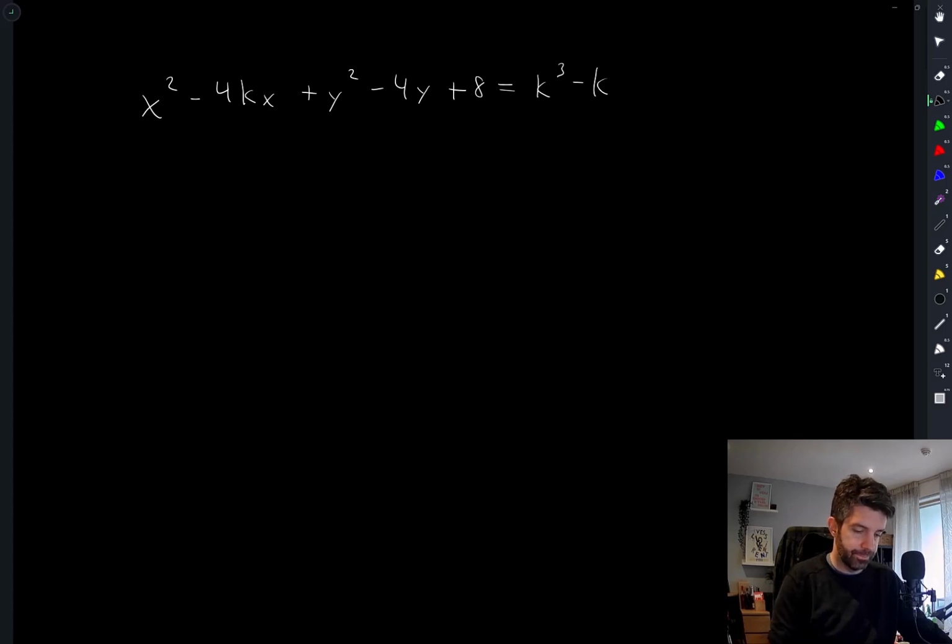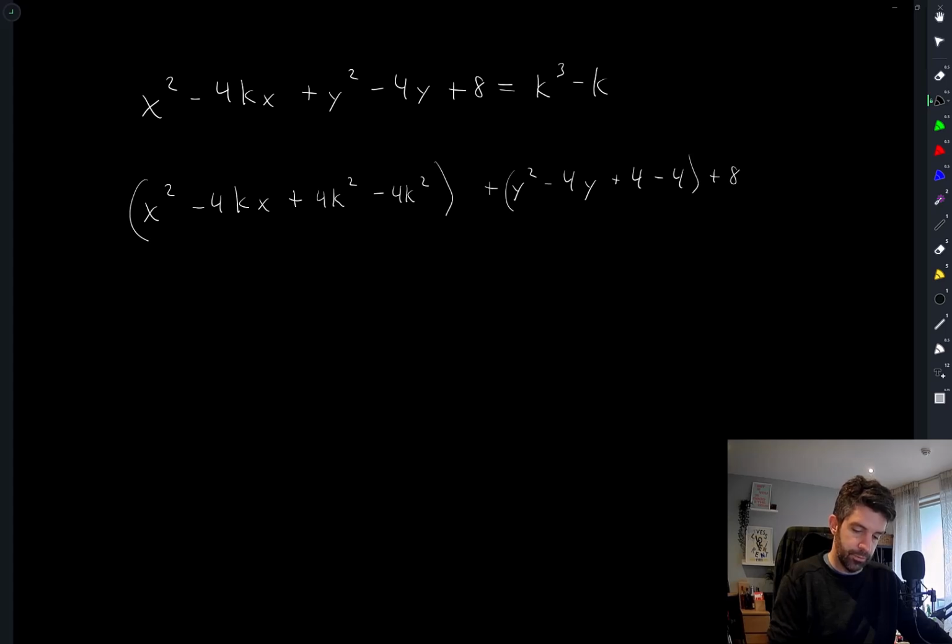So first, let's write this as x squared minus 4kx, and I want to write plus, what do I want to write here? 4k squared minus 4k squared plus y squared minus 4y plus 4 minus 4 plus 8 is equal to k cubed minus k.